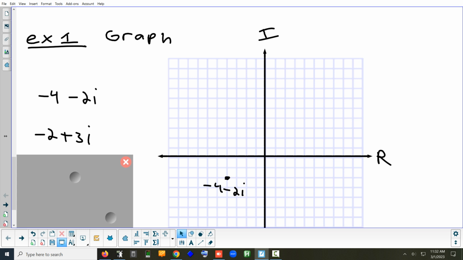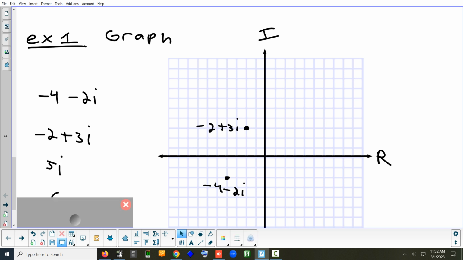What's my real part here? Imaginary? Positive 3. So negative 2, up 3. There you go. What's my real here? There isn't one. So we're not going to go left and right at all. What's my imaginary? So up 5.